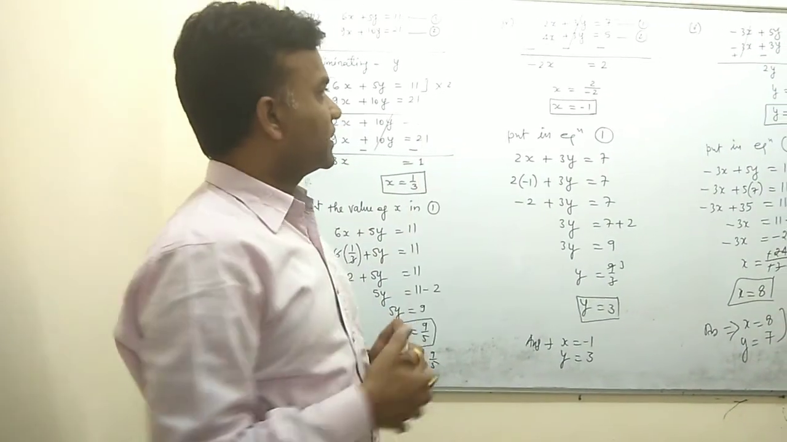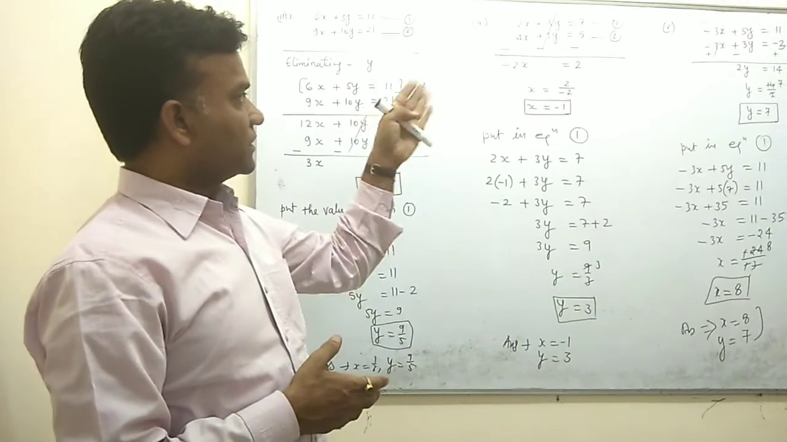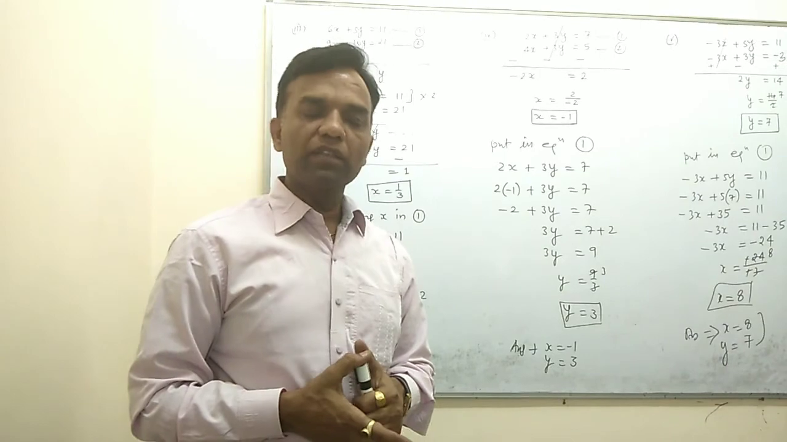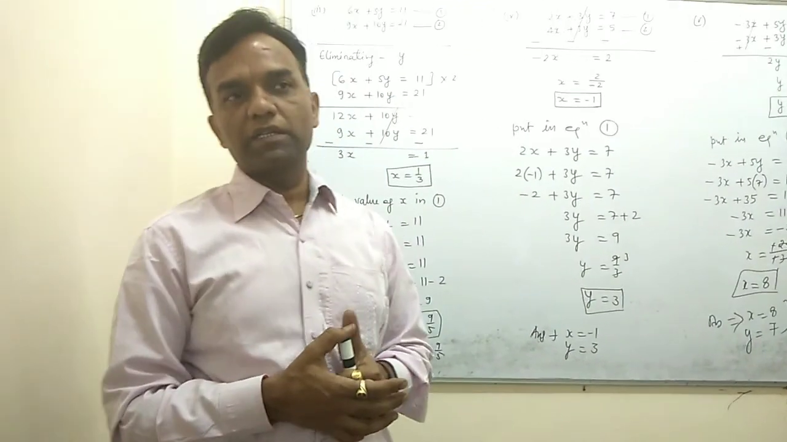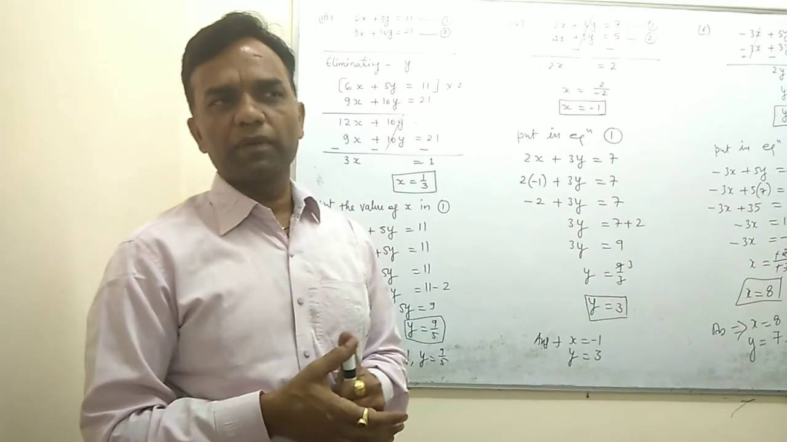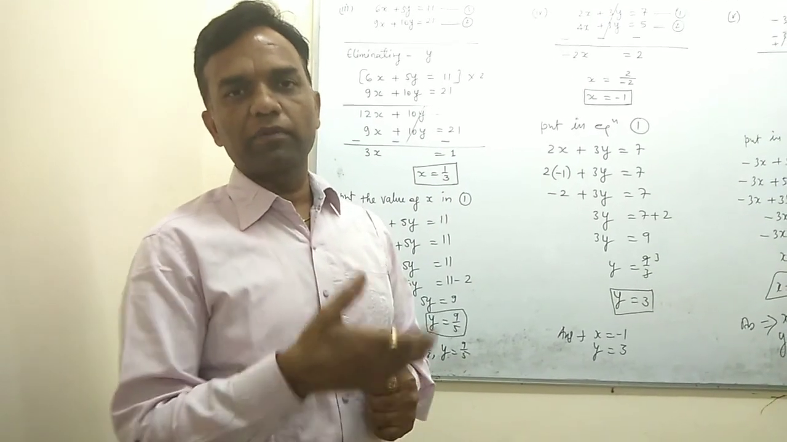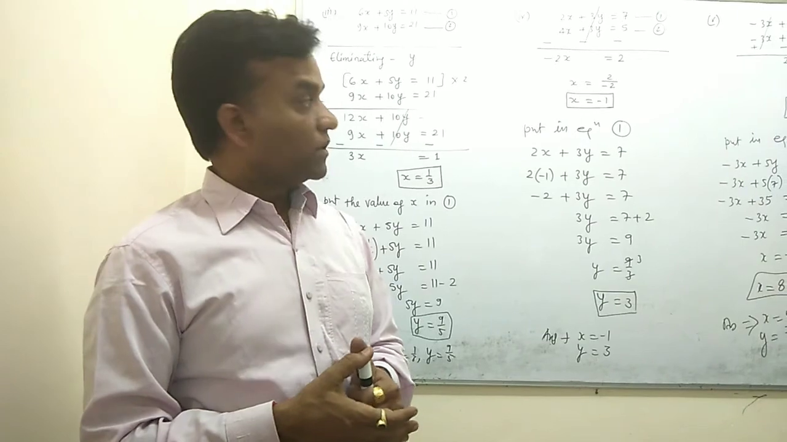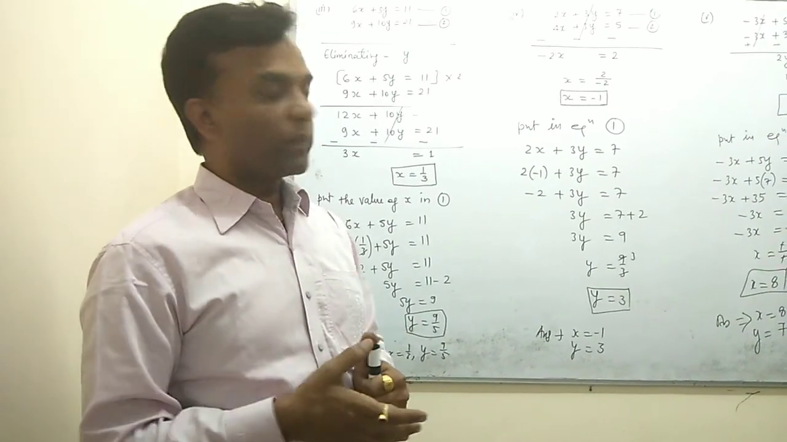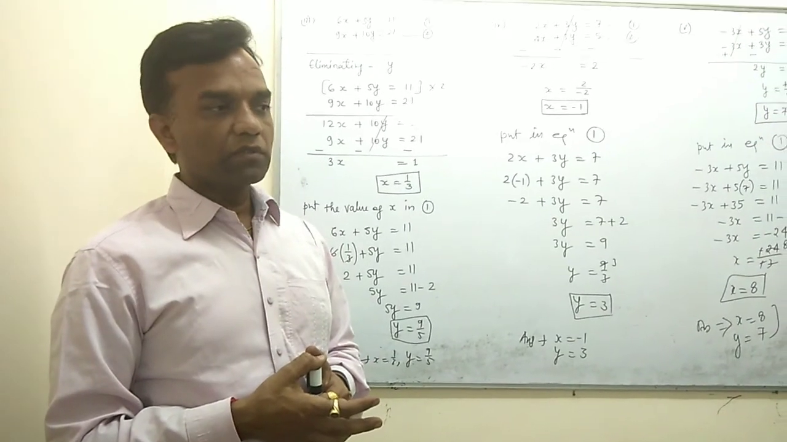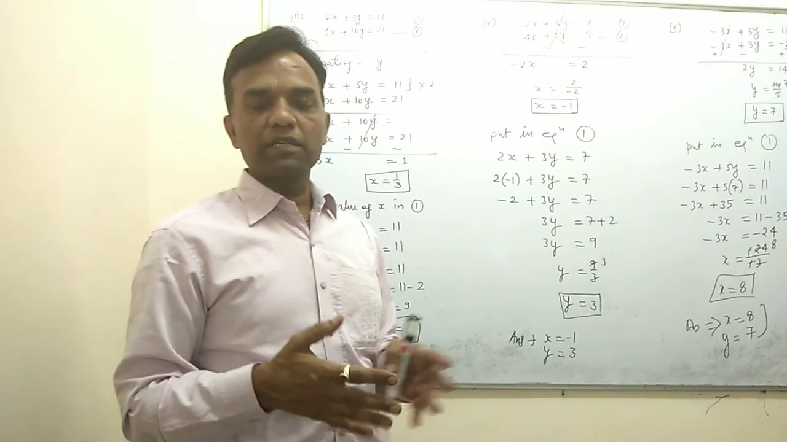Okay, and here we illustrated 5 examples. In these 5 examples we have different conditions, and now you take more examples for practice and do the practice for the elimination method, and you will get the concept of elimination. And suppose you do more practice, then this method is very easy for you. Okay, so in the next video we will discuss cross multiplication.